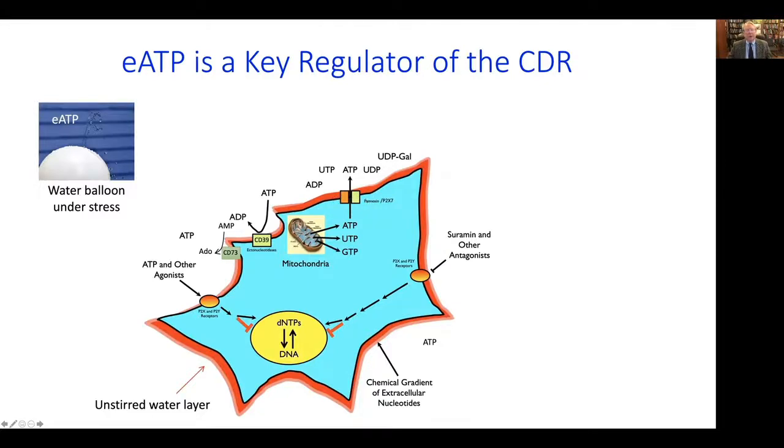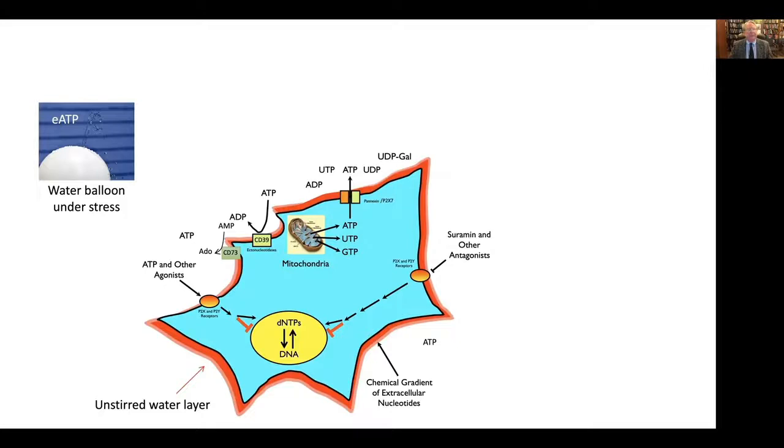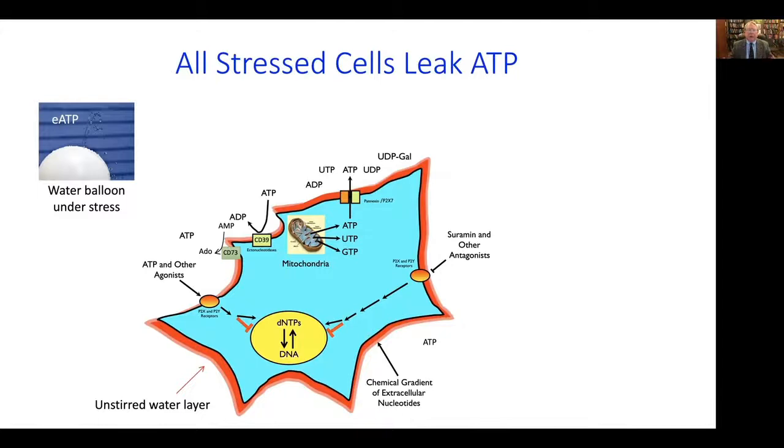But anyway, when under stress, basically these channels open up in the membrane and cause ATP to leak. And this is a universal phenomenon. So all cells will release ATP in proportion to the amount of stress. And it's similar to the way you might think of a water balloon with thousands of little holes in the surface, releasing more water when the balloon comes under stress, and less water as the balloon is under less stress.